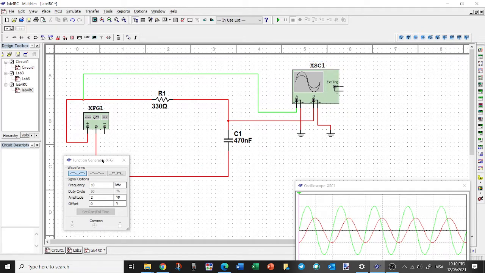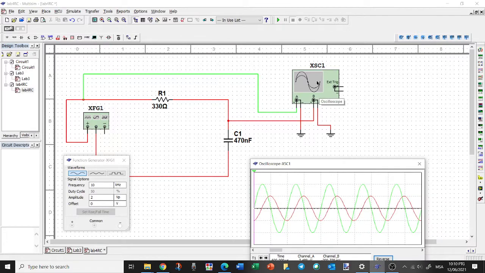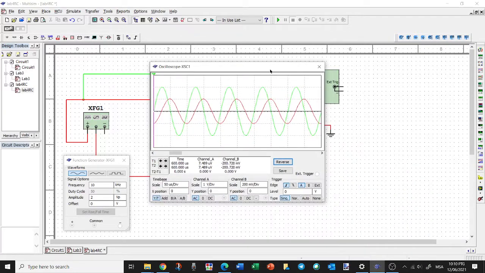Okay, so macam untuk function gen, you change the frequency kat sini, and then untuk oscilloscope you tak perlu buat apa-apa, you just have to connect them and then you read dia punya result kat sini. Okay, alright, kalau kamu nak guna oscilloscope lah.